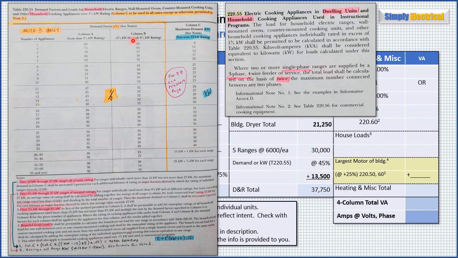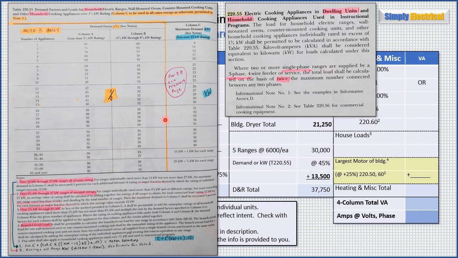So if you have a 6,000 kW range, let's say you have 19 of them, go down here, 19, 6,000, multiply 19 by 6,000 to get your total, and then you take 28% of that number. And that'll be your total demand. All right, so it's pretty simple, really, the whole table, once you break it down.